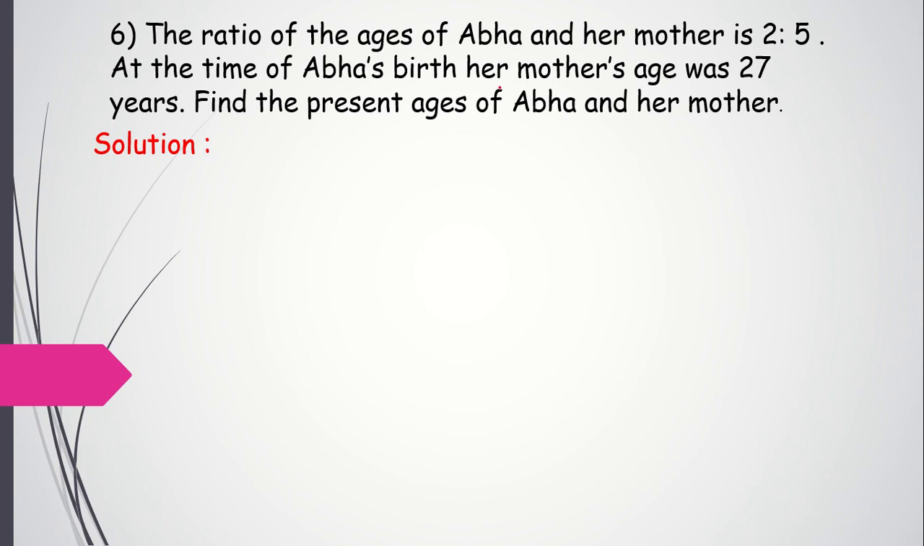The ratio of ages of Abha and her mother is 2:5. At the time of Abha's birth, her mother's age was 27 years. Find the present ages of Abha and her mother. Now they have not given us the ages of Abha and her mother. They have asked us to find. But we know that their ages are in the ratio 2:5.